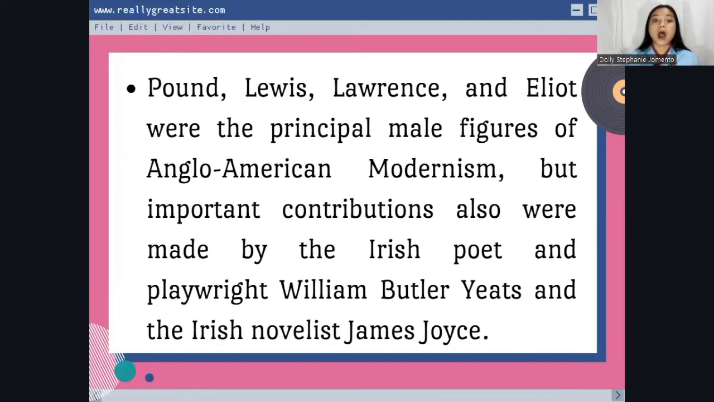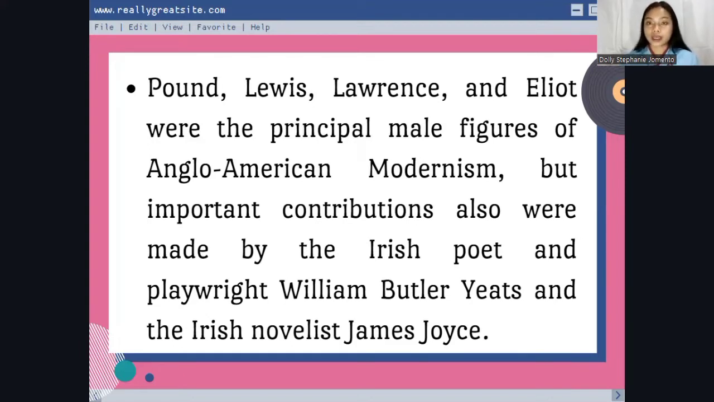Now we have here Pound, Lewis, Lawrence, and Eliot. They are the principal male figures of Anglo-American modernism, but important contributions also were made by the Irish poet and playwright William Butler Yeats and the Irish novelist James Joyce. So we are familiar with William Butler Yeats because the other reporters have discussed his writings.